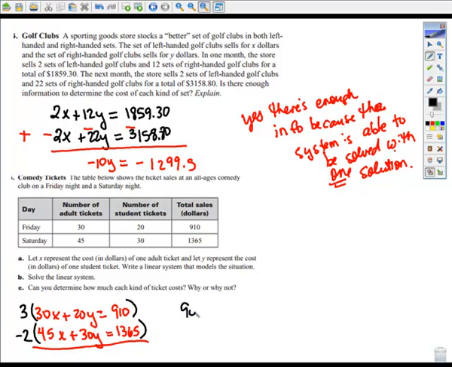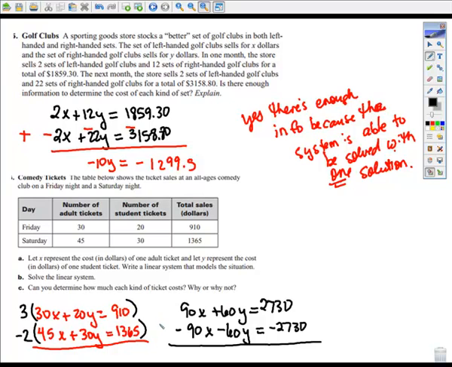When I do that, I get 90X plus 60Y equals 2,730. And the bottom one I get -90X minus 60Y equals -2,730. Well, I have opposites everywhere, so if I add, I end up getting 0 equals 0, which means there's infinitely many solutions. I don't know why I cannot spell infinitely today. There we go. Many solutions.